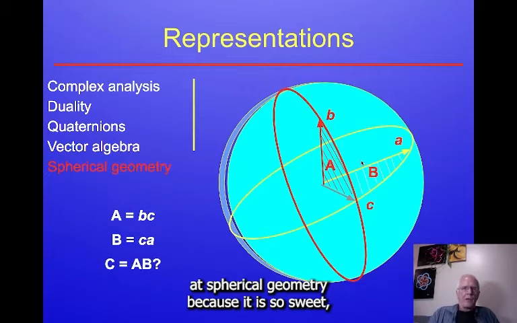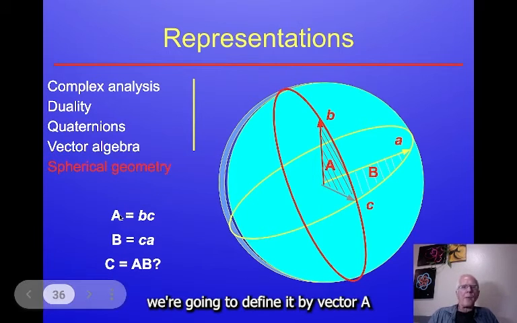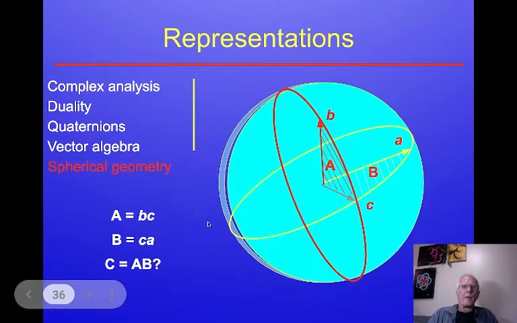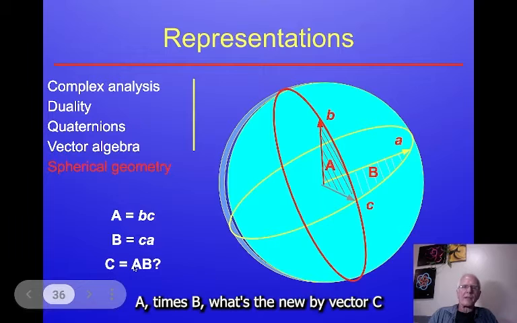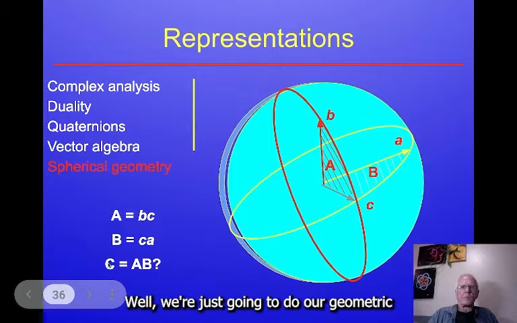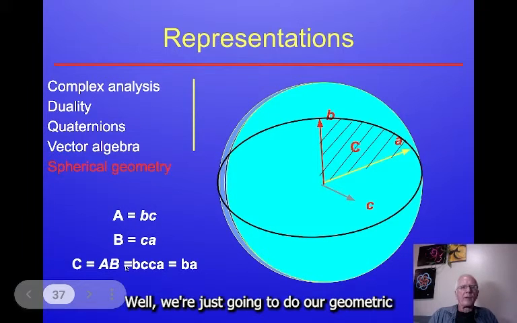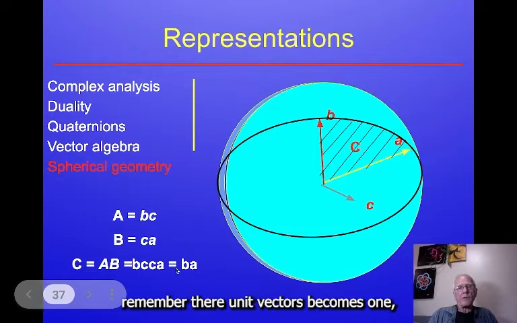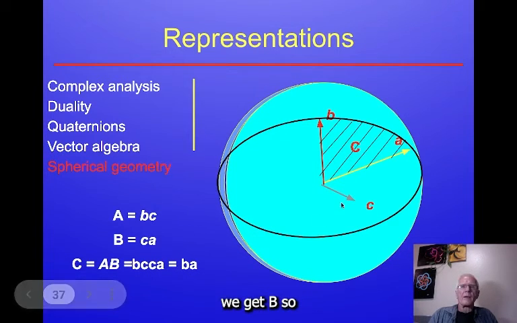And finally, just looking at spherical geometry, because it is so sweet, we're going to define a bivector A by b times c. We've got these 2 vectors, b and c. Another bivector, B, is c times a. That's here. There's a. And we're asked the question, what is a times b? What's the new bivector c? Well, we're just going to do our geometric algebra. A is b times c. B is c times a. C times c, remember they're unit vectors, becomes 1. We get ba.